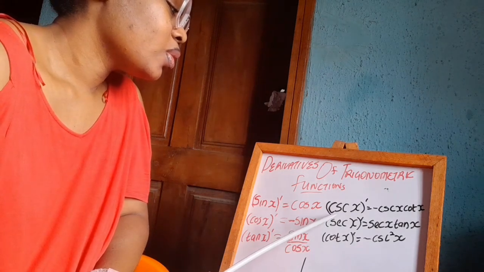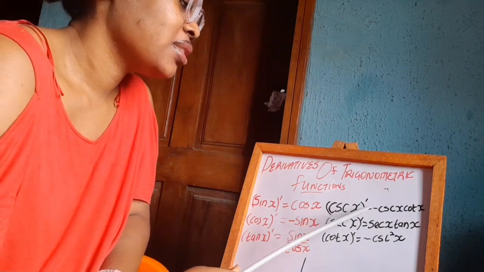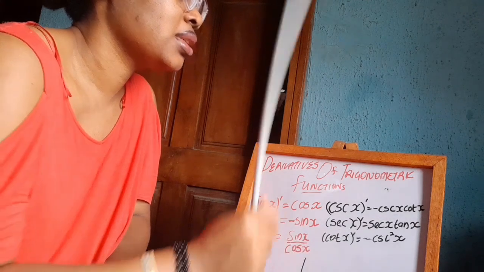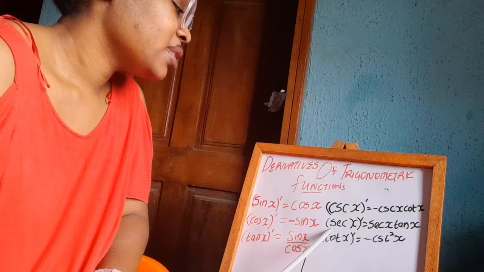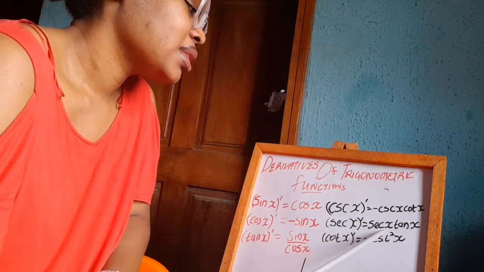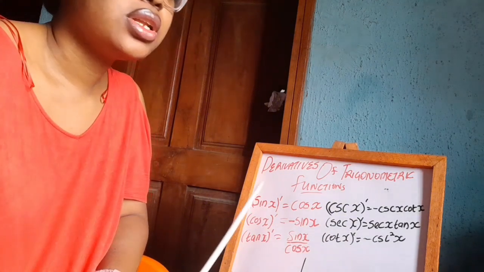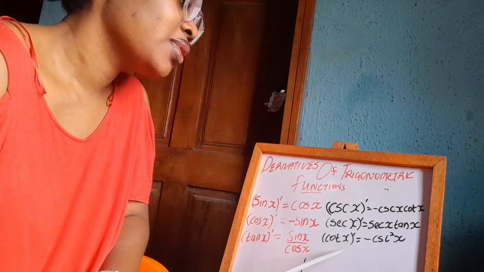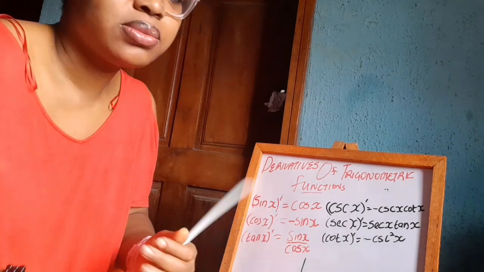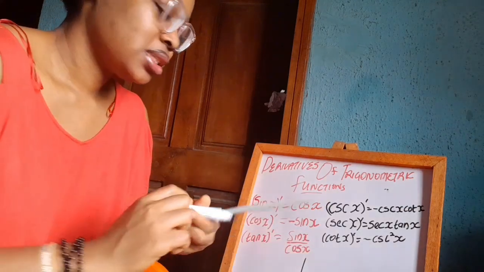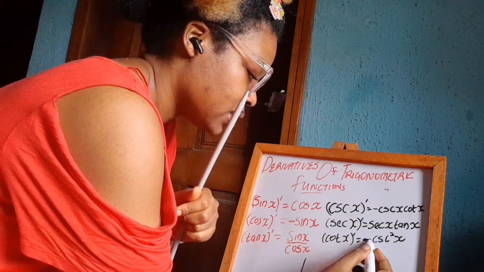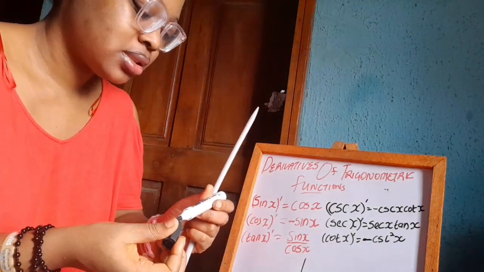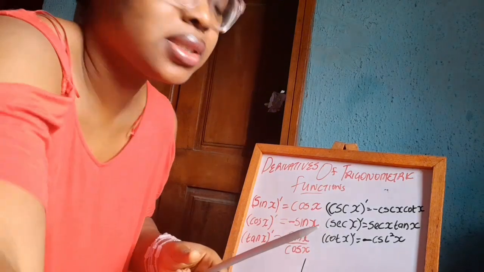So the derivative of cosecant x is minus cosecant x cot x. The derivative of secant x is secant x tan x. I'll call it tan. The derivative of cot x is minus, this is minus because there's a sign in physics and maths that's like that, but this is minus cosecant x, sorry, minus cosecant square x.